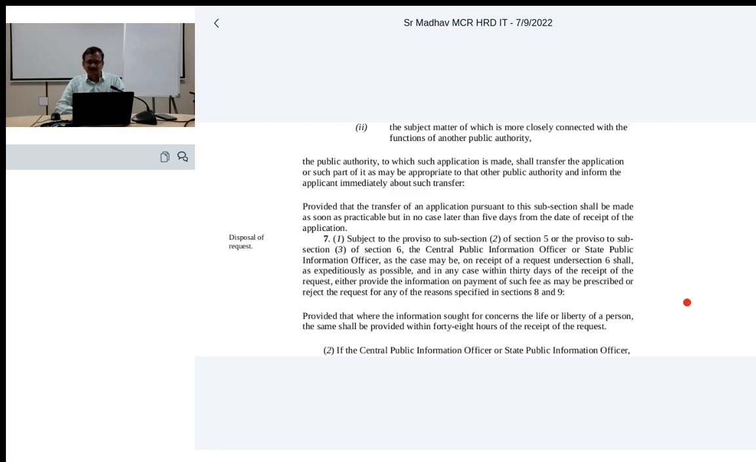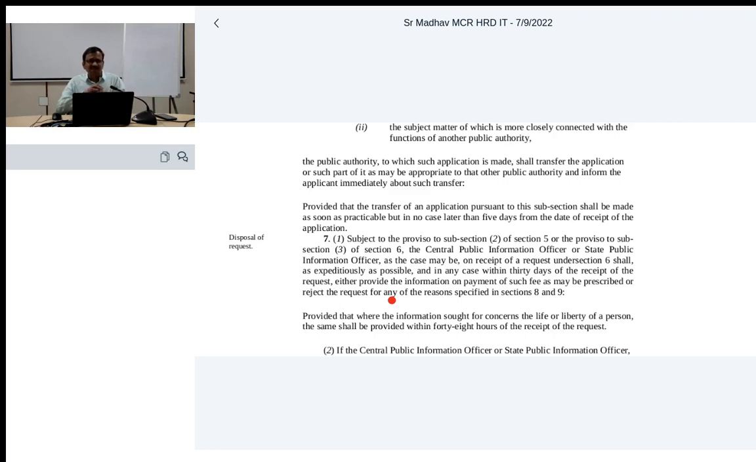So section 7.1 says, on receipt of a request under section 6, the PAO shall either provide the information on payment of fee, or reject the request for any of the reasons specified in sections 8 and 9. So here the PAO is given two options to dispose of the request. First, either she has to provide information or she has to reject the request.